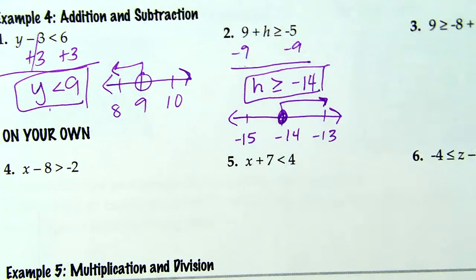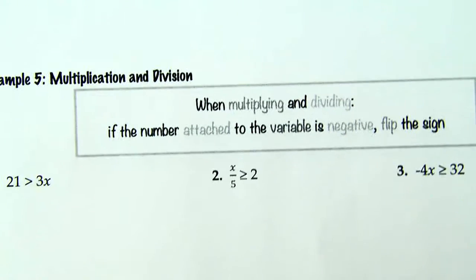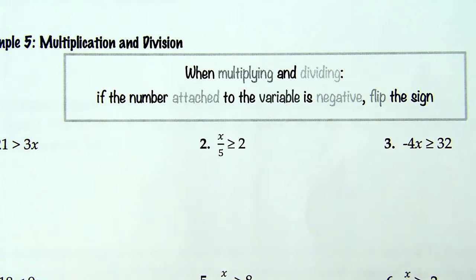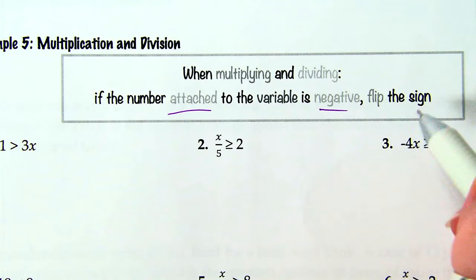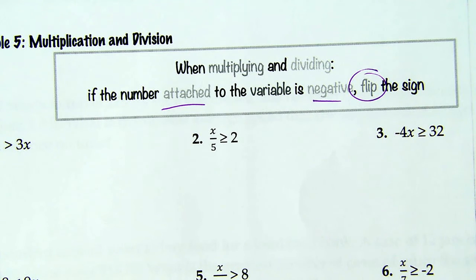Okay, I'm going to go ahead and move on to multiplication and division. So the tricky part about inequalities when you multiply and divide is if the number attached to the variable is negative, then you have to flip the sign. If you mess this part up, you're going to get the wrong answer and also have the wrong graph. So it's very important, if you did not print this, you need to write it down. If the number attached to the variable is negative, then you need to flip the sign.